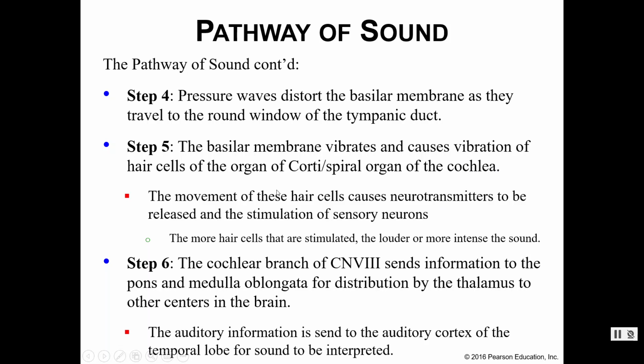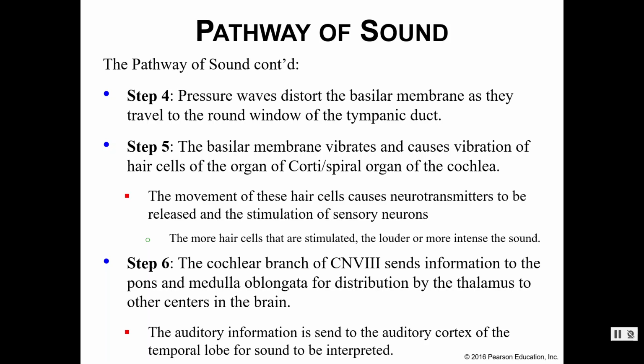Now, the hair cell movements cause neurotransmitters to be released, okay, which stimulates your sensory neurons. We're going to create action potentials here from this neurotransmitter release. The more hair cells that are stimulated, the more neurotransmitters that are released, the louder and more intense the sound is interpreted as. Okay? Now, these sensory neurons will all basically fuse to form your cochlear branch of cranial nerve number 8. Okay?